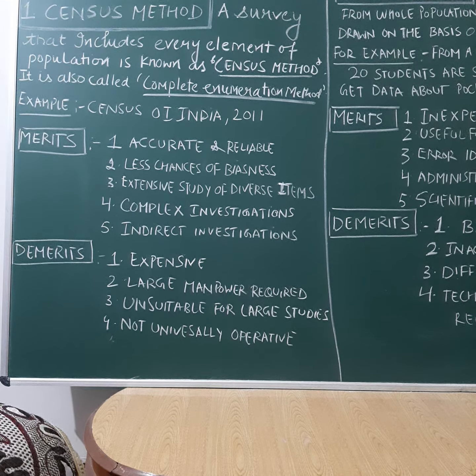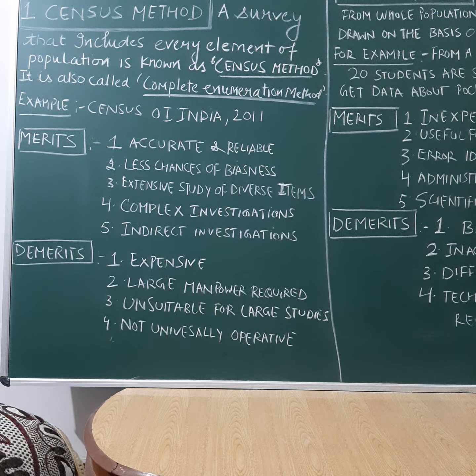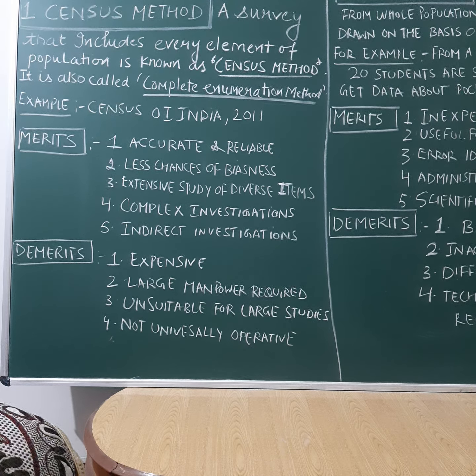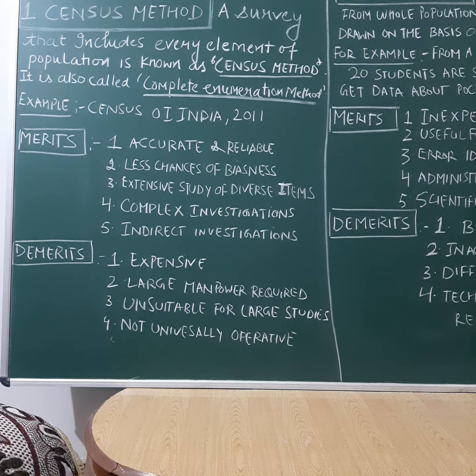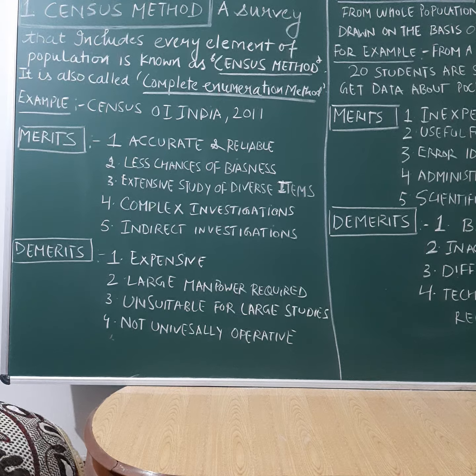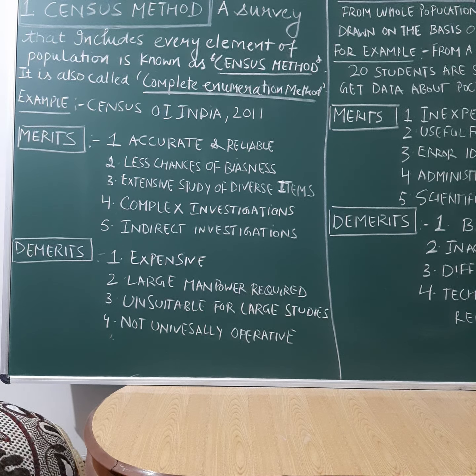Then the fifth point is indirect investigations. Indirect investigations, like when we want to study the problem of poverty, the problem of unemployment, the problem of brain drain or corruption. Such kinds of problems are better understood by the census method. Then there are demerits. Demerits: this method is expensive. Why? Because we need to study all items. So in order to study all items, we need to spend more money.